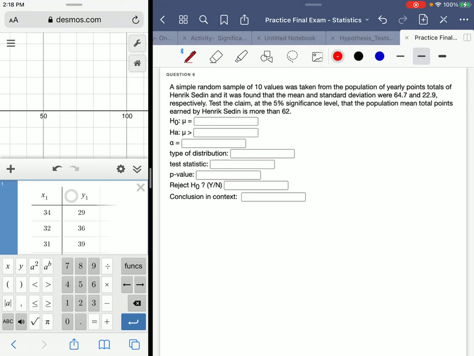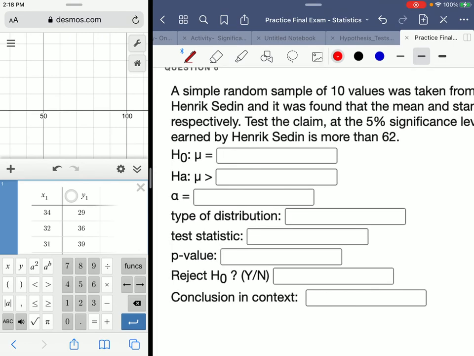So number 6 is a simple random sample of 10 values was taken from the population of yearly points totals of Henrik Sedin, and it's found that the mean and standard deviation were 64.7 and 22.9 respectively. Test the claim at the 5% significance level that the population mean total points earned by Henrik Sedin is more than 62. So in terms of a setup, looks like the benchmark is that mu is going to be either equal to 62 or more than 62. They said alpha is 0.05.